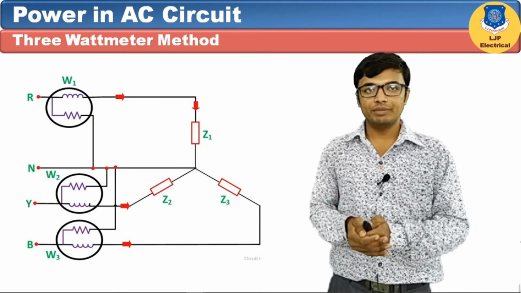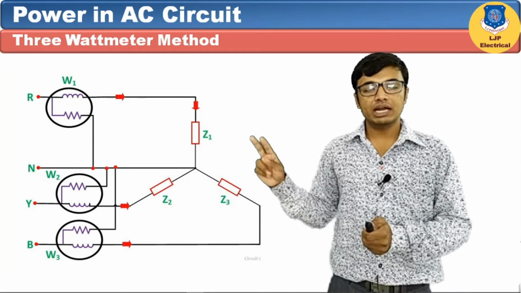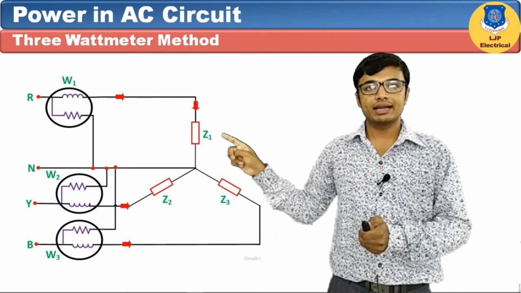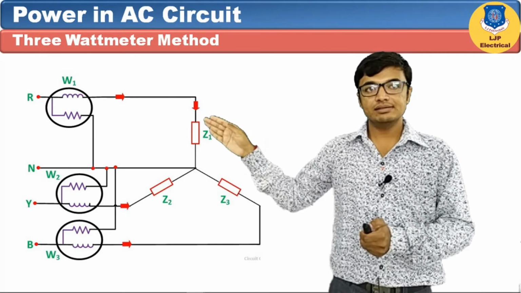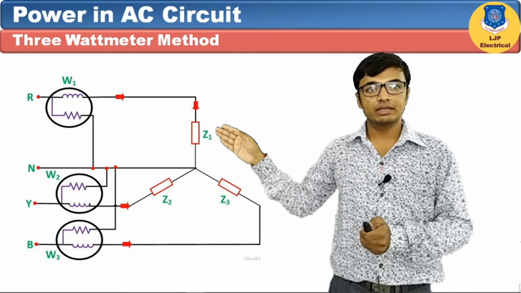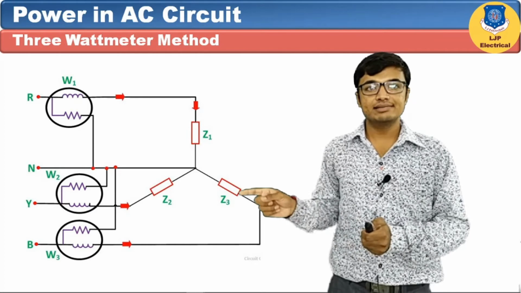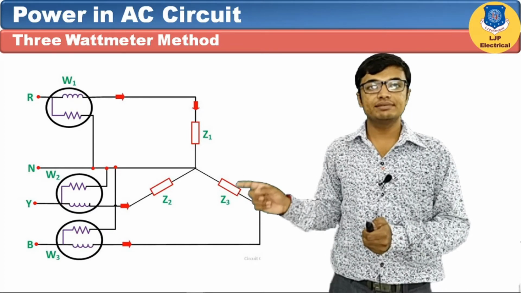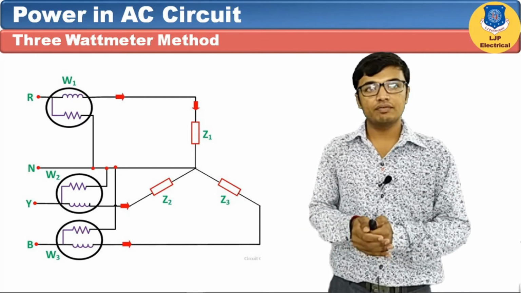Each of the wattmeters is connected in series with a load. A wattmeter also has two coils, that is current coil and potential coil. The current coil is connected in series with a load. So we have connected the R phase with wattmeter W1, its current coil in series with Z1, the current coil of Y phase in series with Z2, and the current coil of B phase in series with Z3. This is how it will give deflection of current.